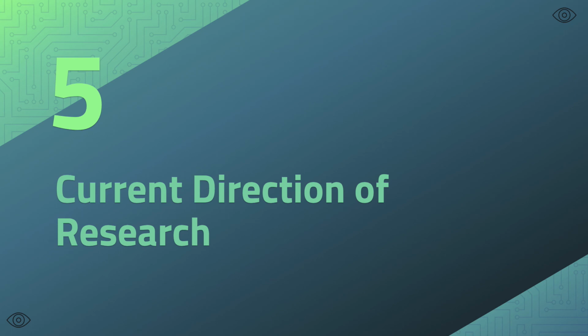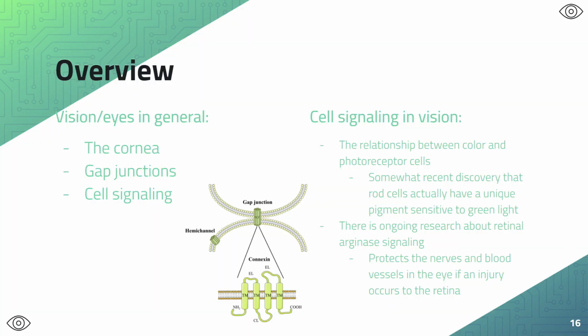So next we're going to be going over the current direction of research. The overview of what scientists are researching in terms of vision and eyes in general are the cornea and how the cornea interacts with specific proteins, gap junctions, which are basically the interactions between different types of animal cells, and cell signaling. So cell signaling in vision.